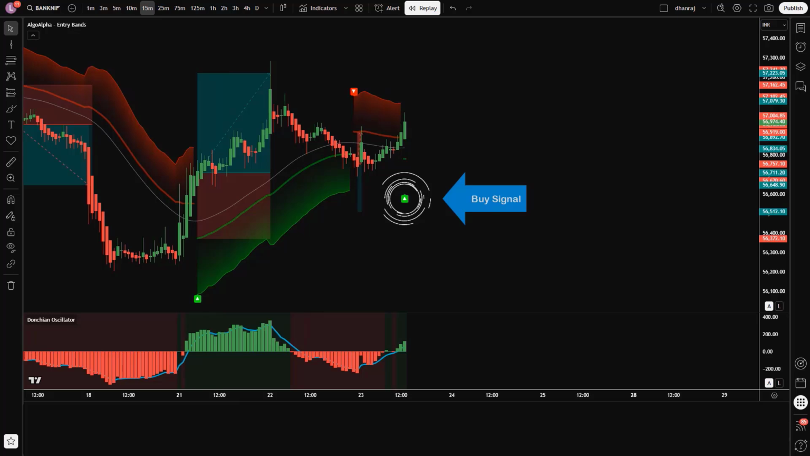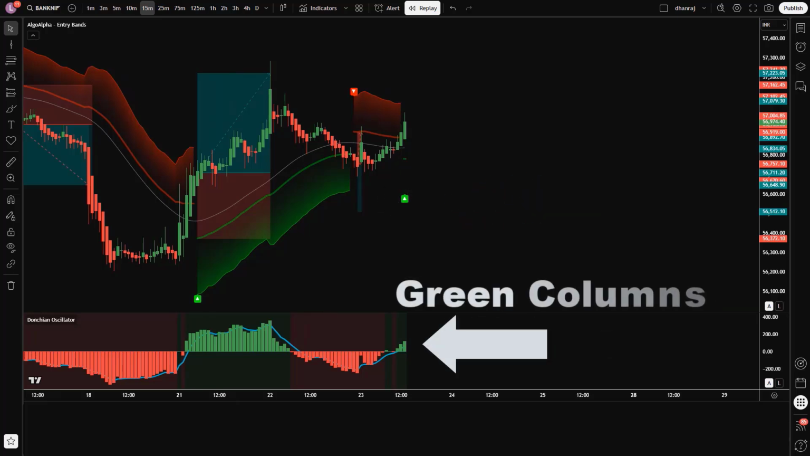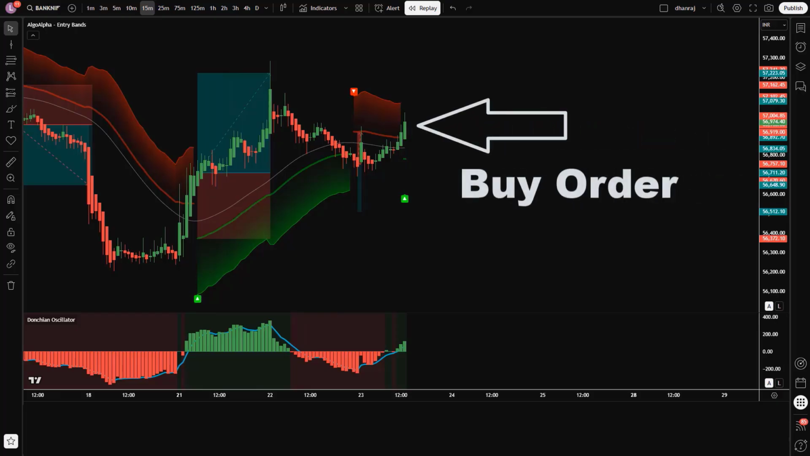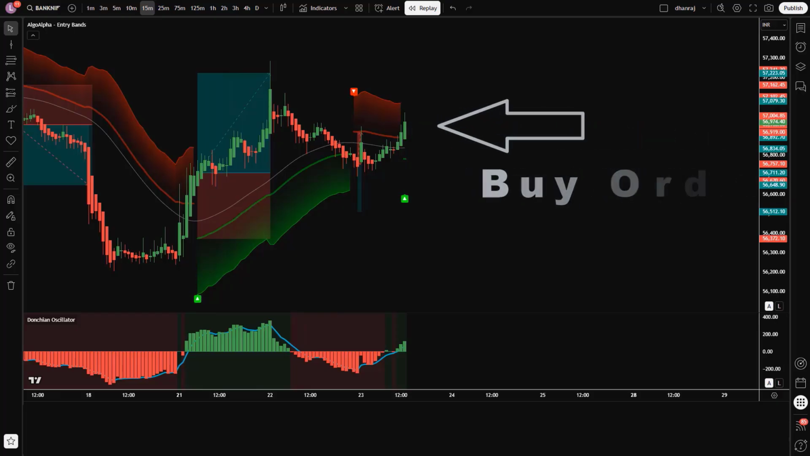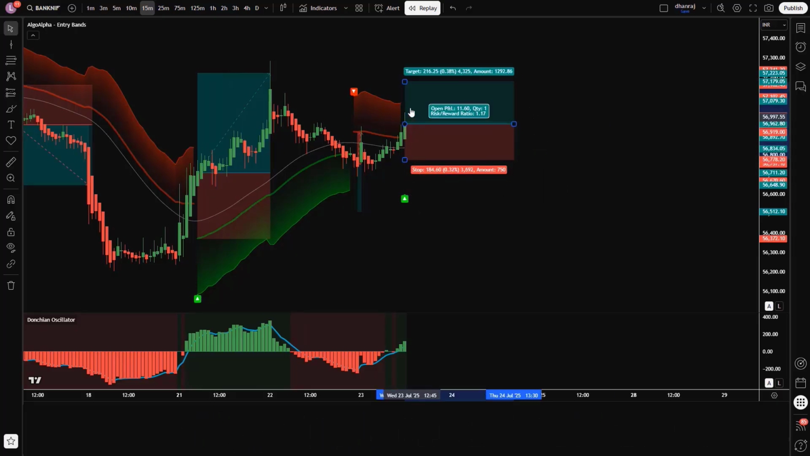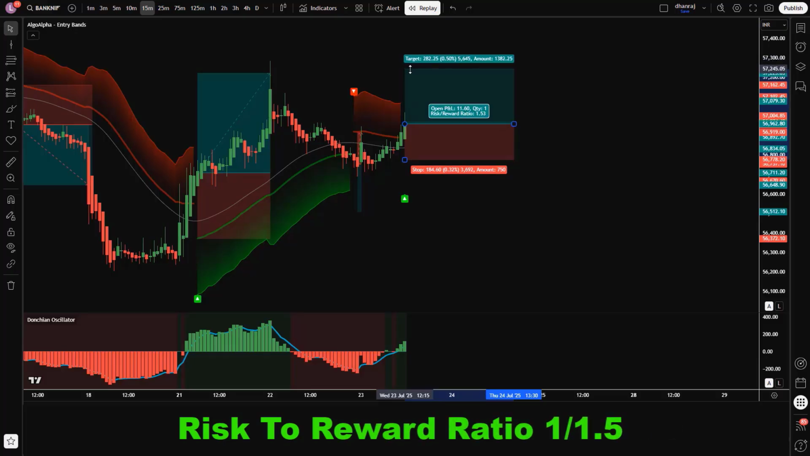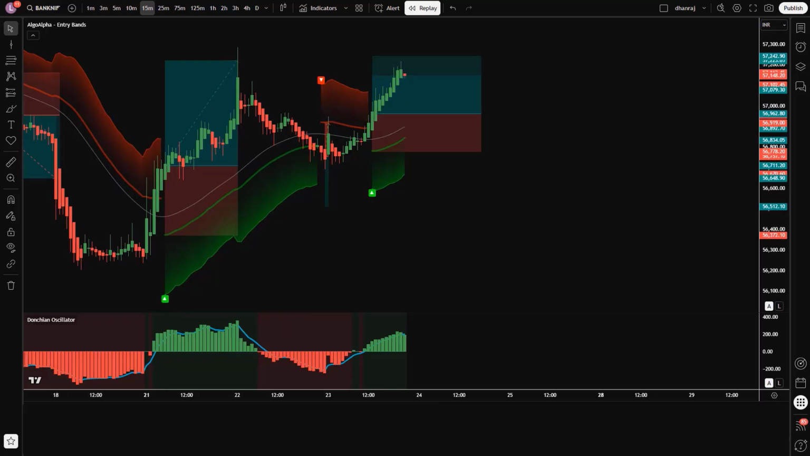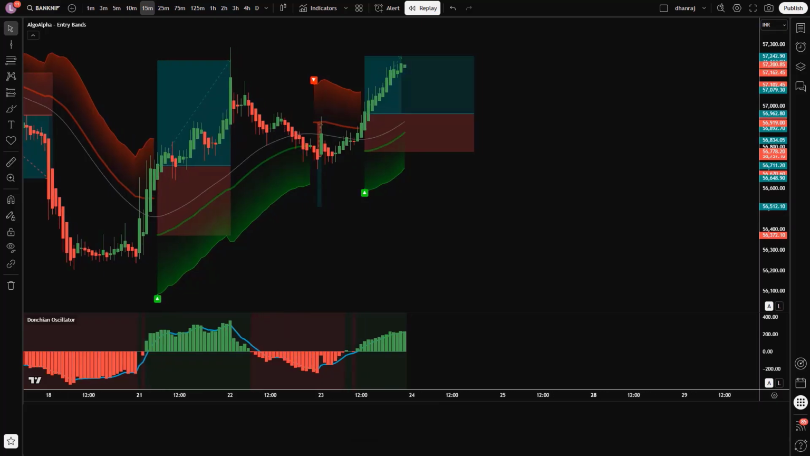Here the Fibonacci entry bands indicator gives us a buy signal. Here the Donchian oscillator indicator shows green color columns. Here market has made a bullish candle to give confirmation. So all our conditions are being fulfilled, so we are placing an order to buy. Our stop loss is algo alpha lower line. And the risk to reward ratio will be 1:1.5. Let's see what happens to our trade. The market has completely hit the target.